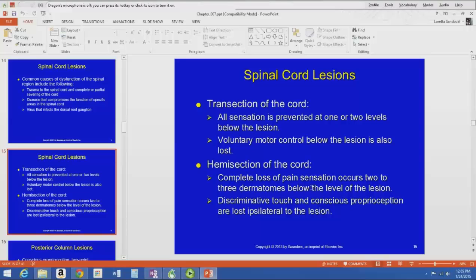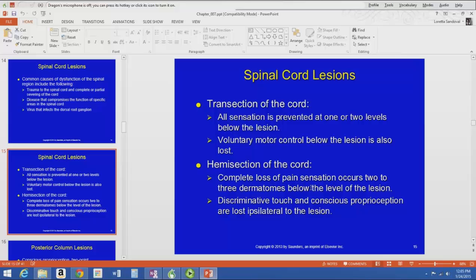So a hemisection of the cord is where just part of it is damaged. And so remember that little video that showed the cross section of the spinal cord and the different tracks running in the different areas? You are going to have loss of pain sensation, and discriminative touch and proprioception ipsilateral to the lesion. Because remember, discriminative touch and proprioception run in the dorsal column, and so they don't cross over till they get to the medulla.